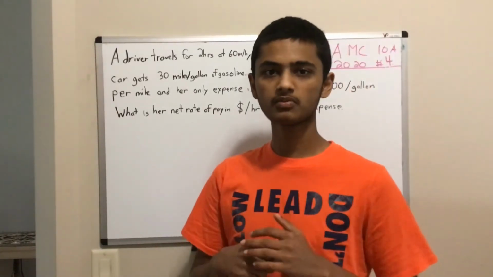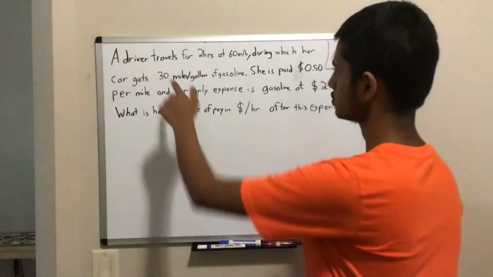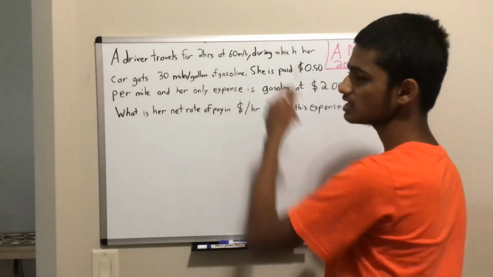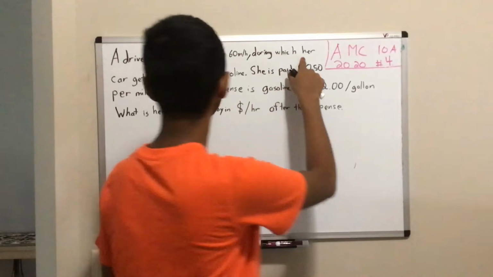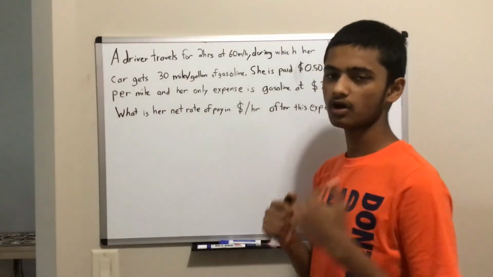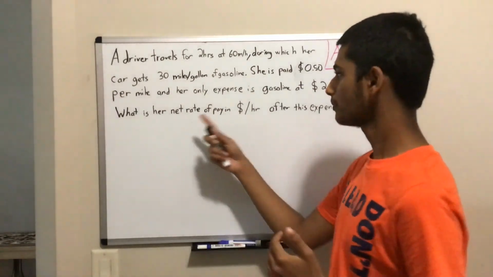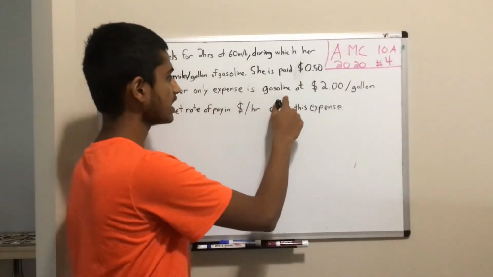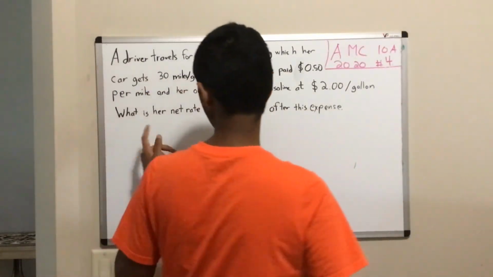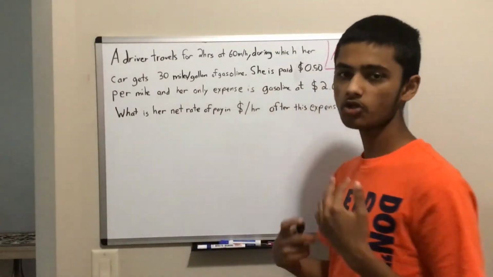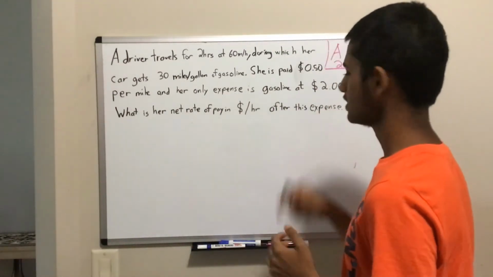So now let's look at problem number 4. The problem reads, a driver travels for 2 hours at 60 miles per hour, and during which her car gets 30 miles per gallon of gasoline. She's paid $0.50 per mile, and her only expense is gasoline at $2 per gallon. What is her net rate of pay in dollars per hour after this expense?